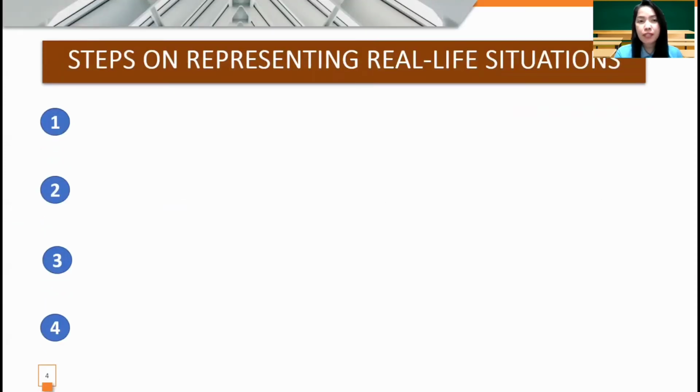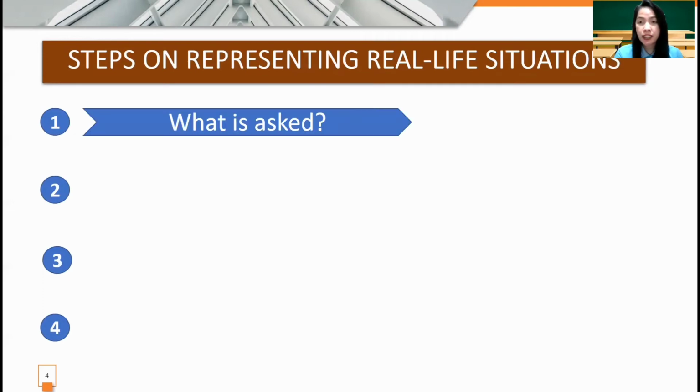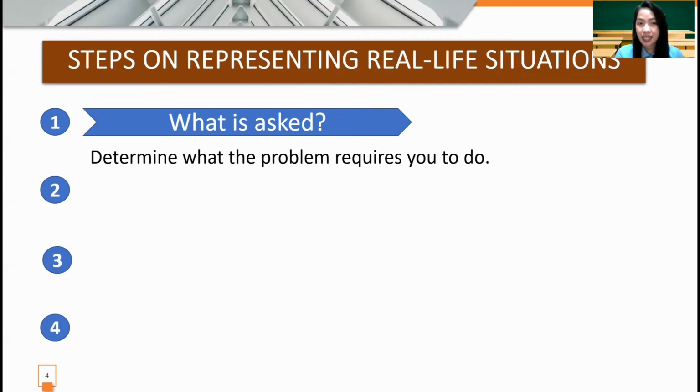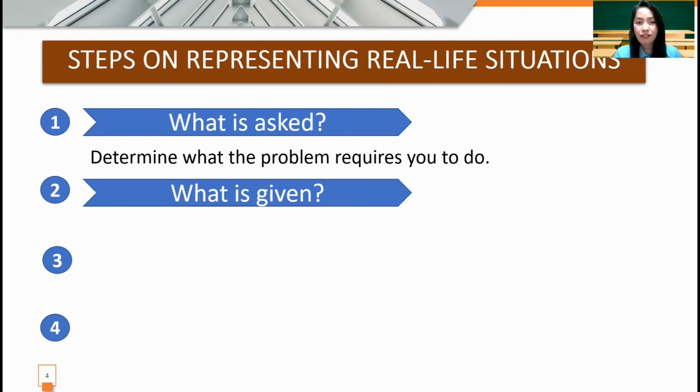There are 4 steps on representing real-life situations. Step number 1, you have to answer the question, what is asked? In here, you have to determine what the problem requires you to do. You have to read and understand the problem and identify ano ba yung unknown sa problem, ano ba yung hinihingi ng problem. For step number 2, what is given?